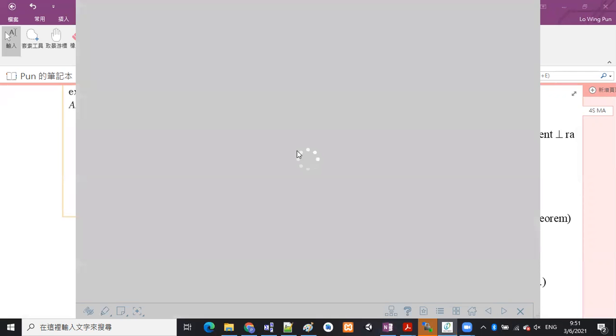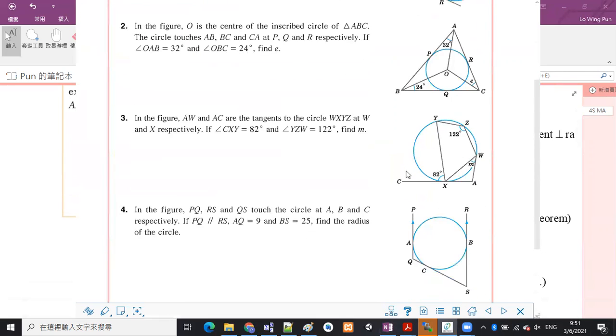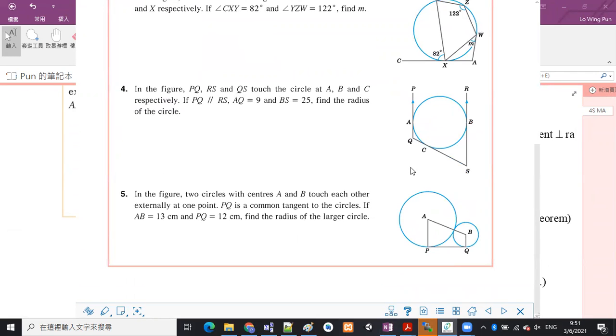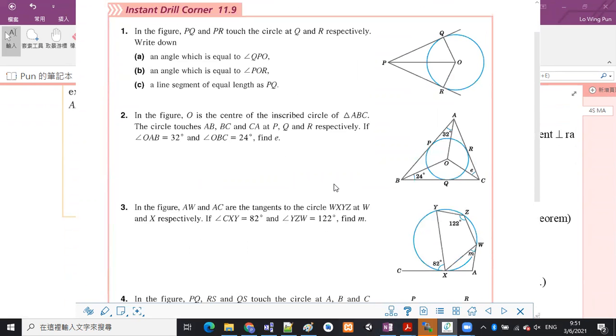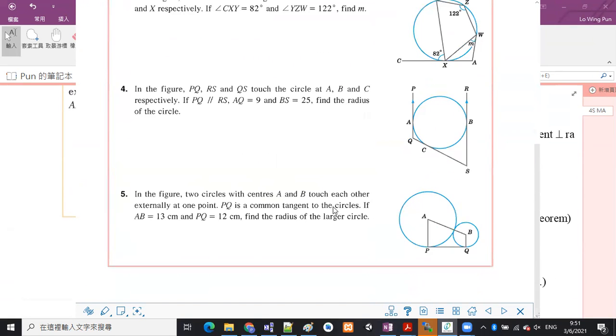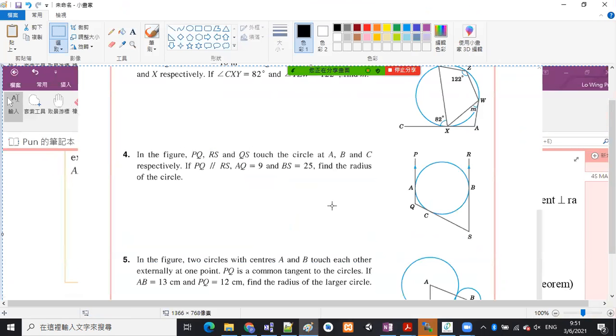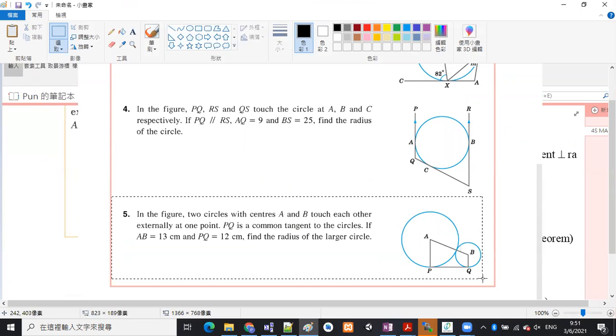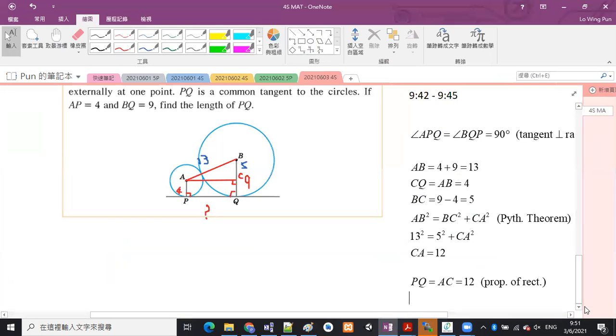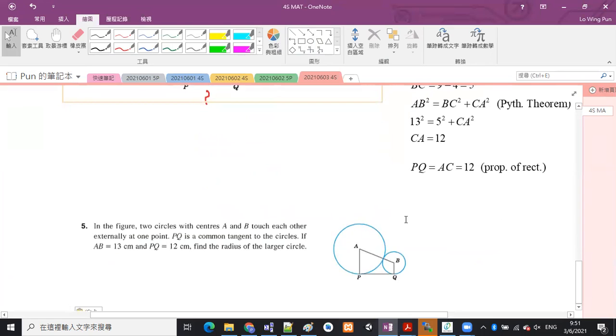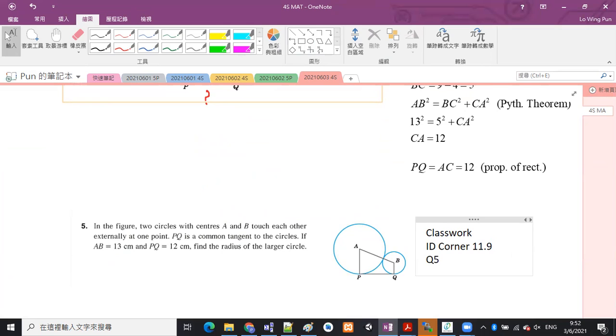Okay, next one. I would like you to do question number 5 again, number 5 of instant drill corner 11.9. Please try to do this.